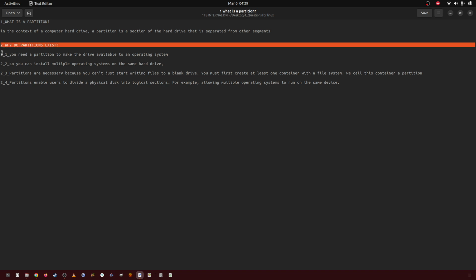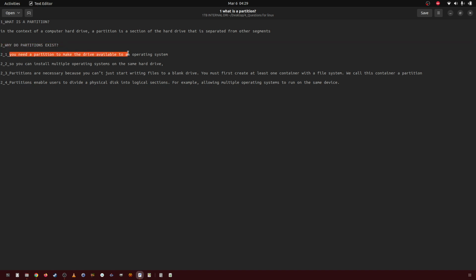So why do partitions exist? You need a partition to make the drive available to an operating system. Another reason is so you can install multiple operating systems on the same hard drive.